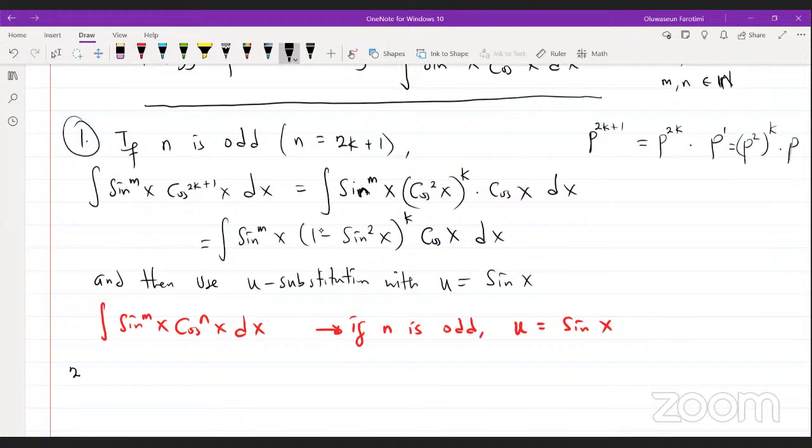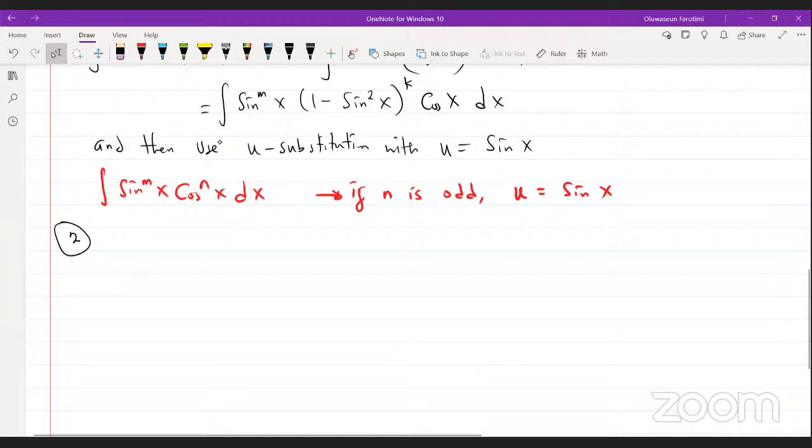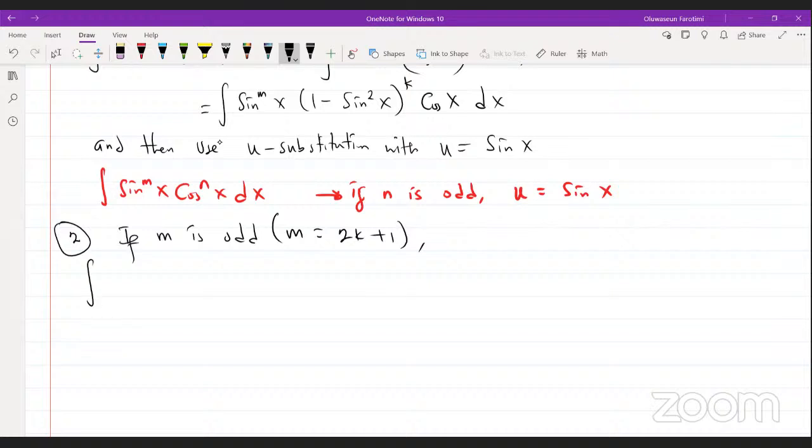So let's get into the second one. Okay, so you might have a question and say, what if m is odd? We just talked about n. What about m? If m is odd, it's almost the same thing, just a slight change in terms of the u sub. So m equals 2k plus 1. Of course, this is how you write odd numbers. I'm going to do the same analogy. This is sine to the 2k plus 1 of x, then we've got cosine nx dx.